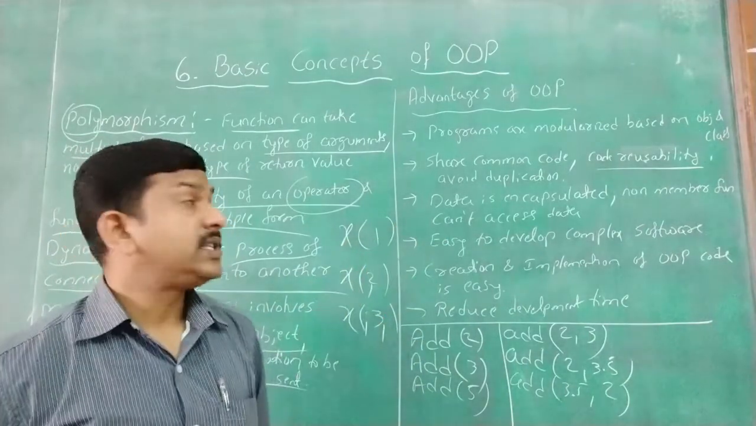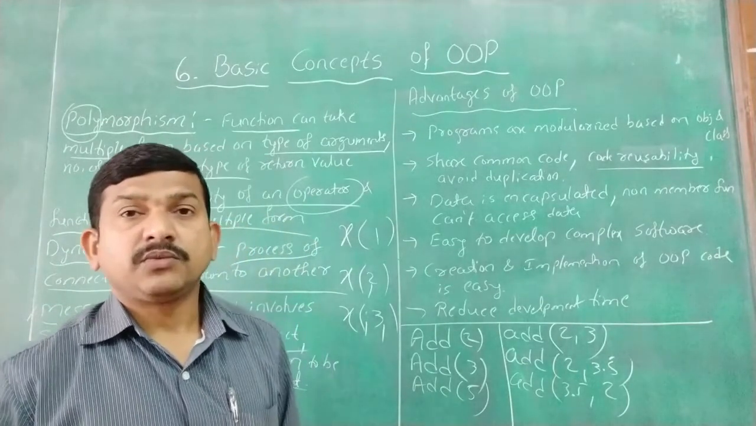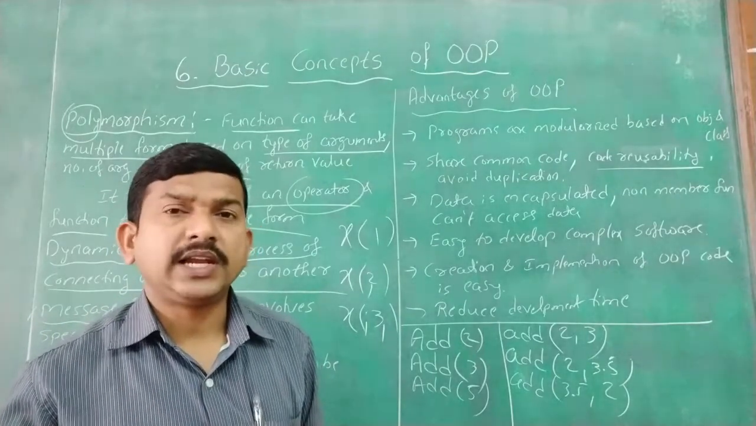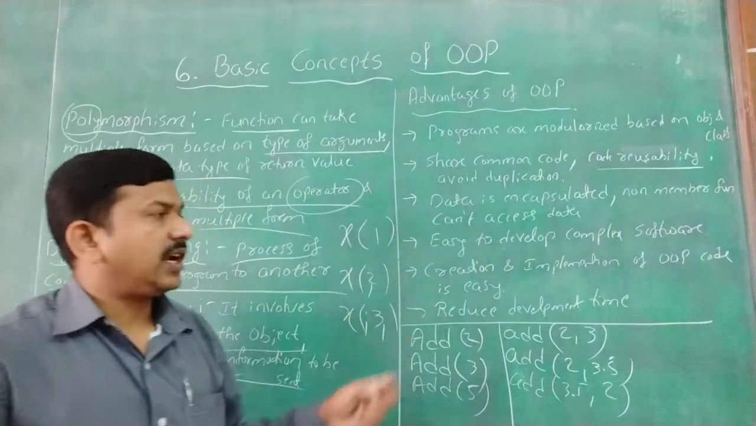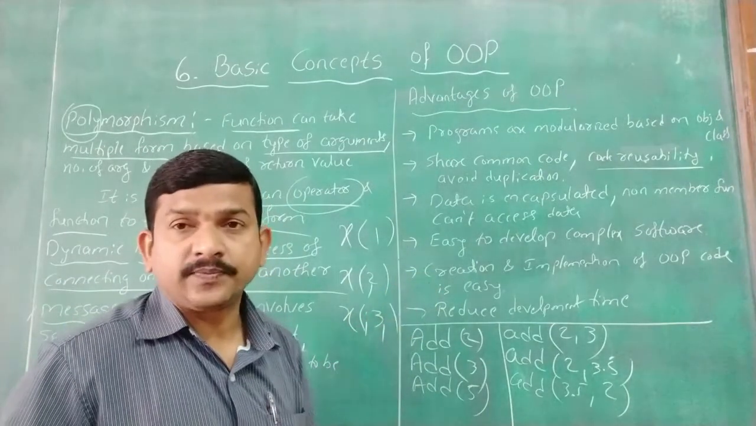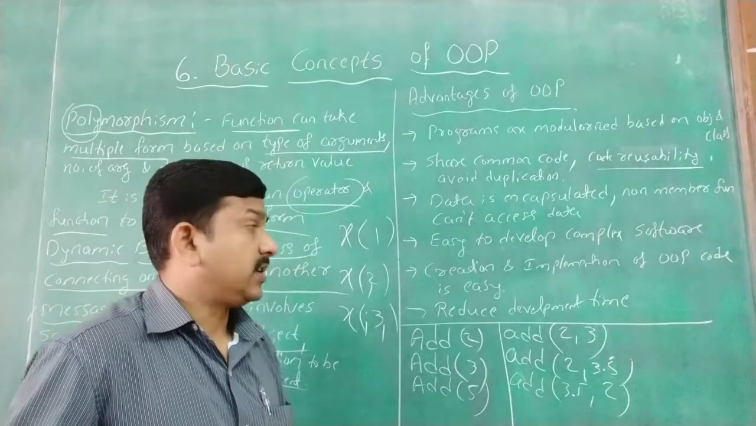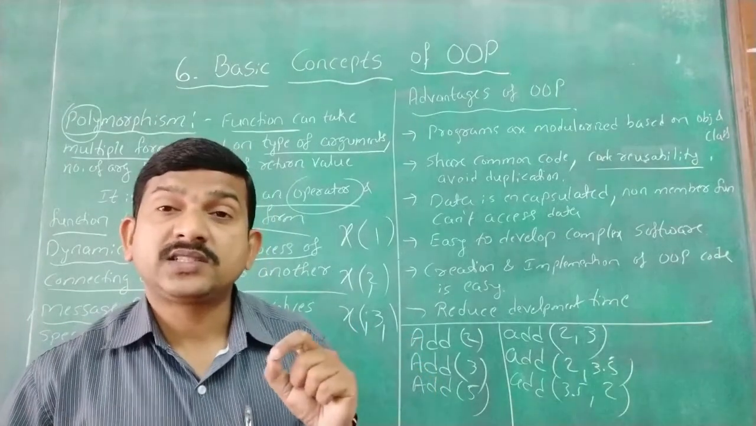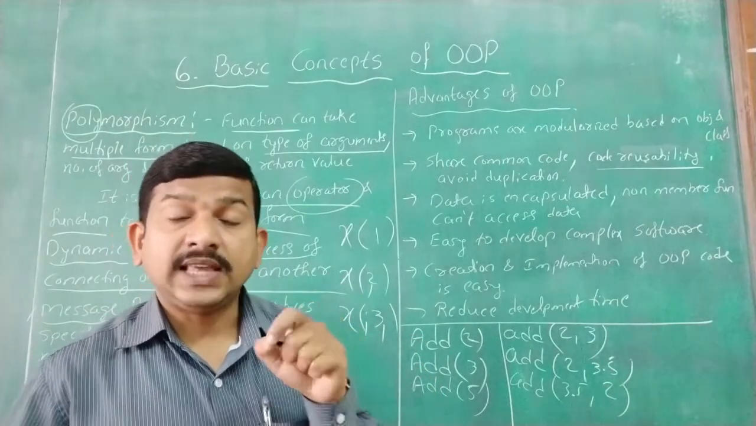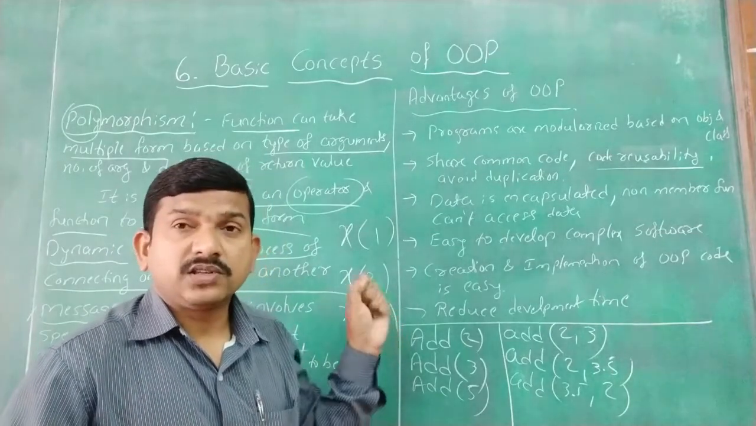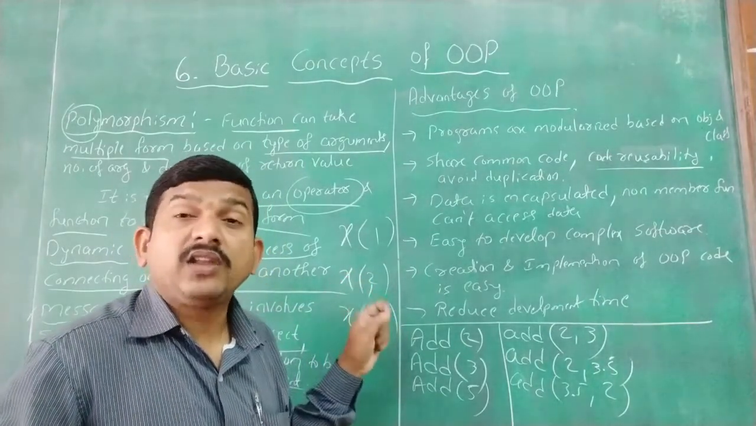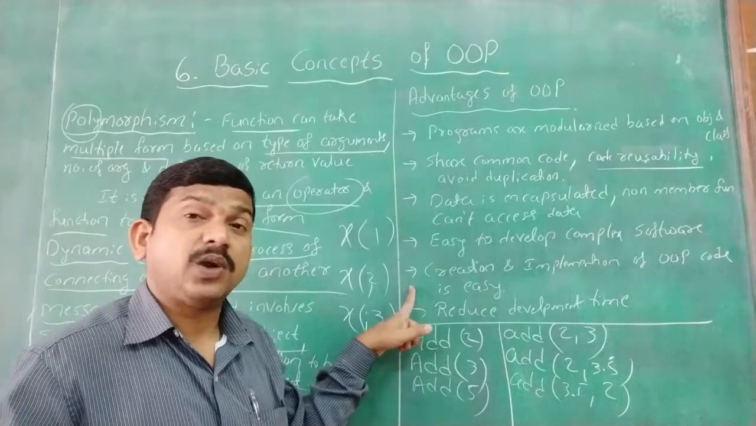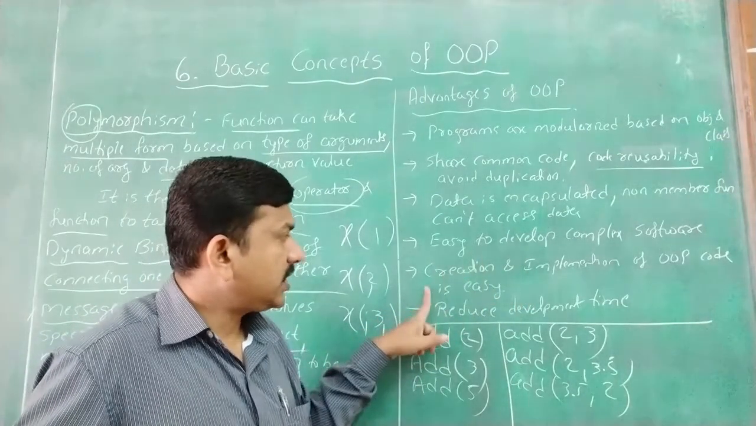Yes, then it is easy to develop complex software. With the help of the OOPs concept we can easily develop complex, complicated softwares. Then creation and implementation of OOP code is easy. Writing code and implementation, yes, creation and implementation is easy. It is easy only if you understand the concept perfectly. Suppose if you get a little confusion, it is very difficult to understand also. Is it clear? So this is an advantage as well as a disadvantage also.